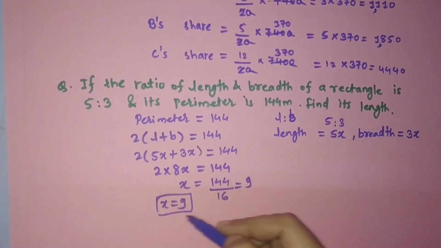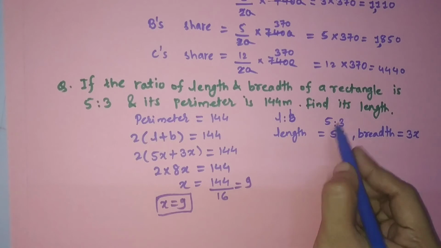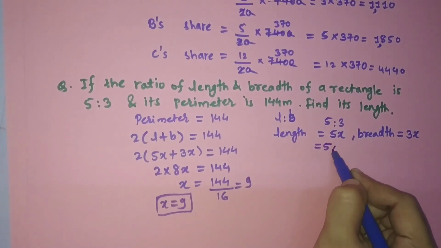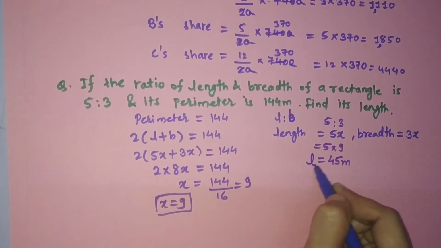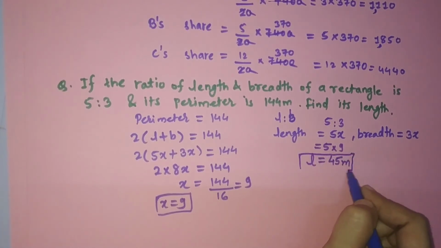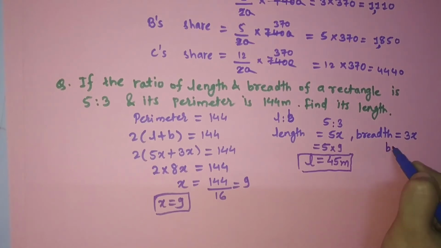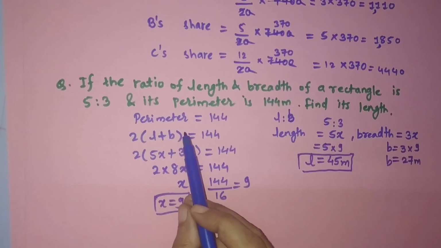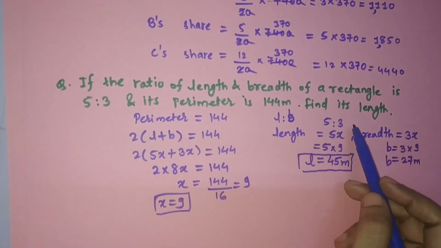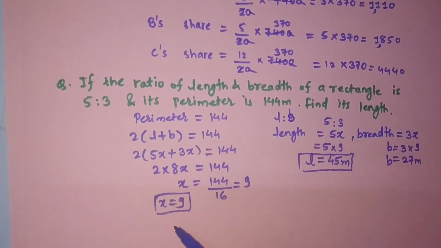So now 9 is the x value. We need to find out the length. So length is 5 multiplied by this something, 9 here. That is 45 meter. So length we have concluded, that is 45 meter. And you can get the breadth also here, that is 3 multiplied by this 9, that is 27 meter. So in this way, if the perimeter is given and the ratio is given, by putting the formula of perimeter, you can get the variable's value and then the ratios will convert into the actual numbers.